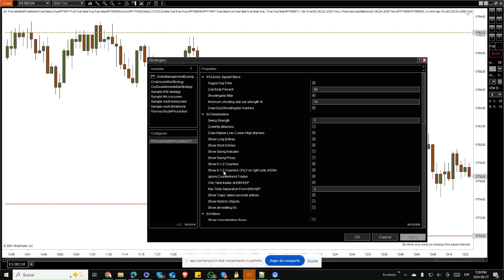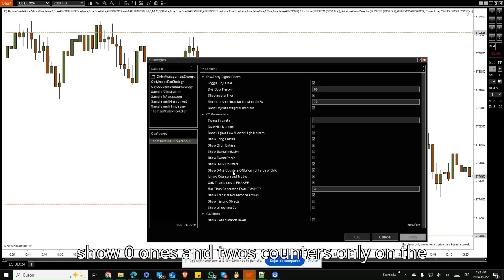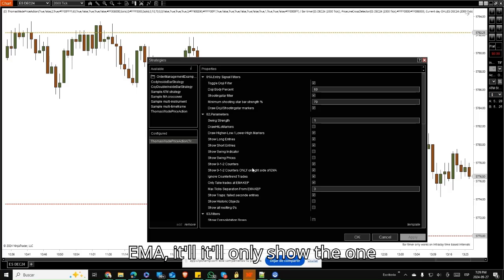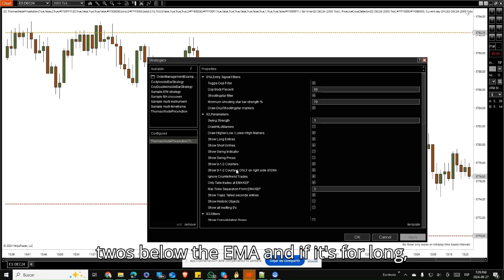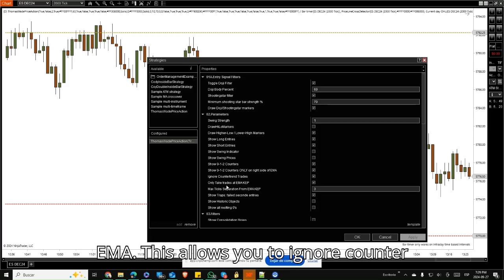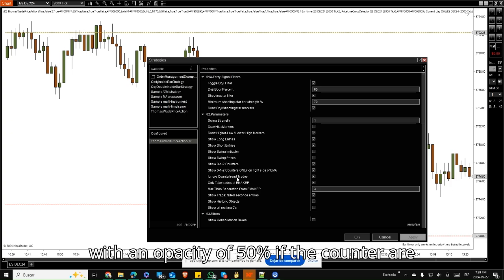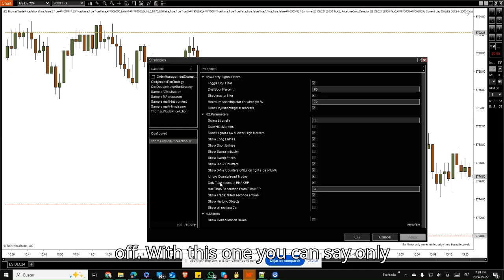And this means show the 0, 1s, and 2s counters only on the right side of the EMA. So if we only want to enter shorts because we're below the EMA, it'll only show the 1s and 2s below the EMA. And if it's for long, it'll only show the 1s and 2s above the EMA. This allows you to ignore counter trades. So the system will show the second entries both above and below, but as I told you before, it'll show those in dim colors with an opacity of 50% if the counter trades are off.